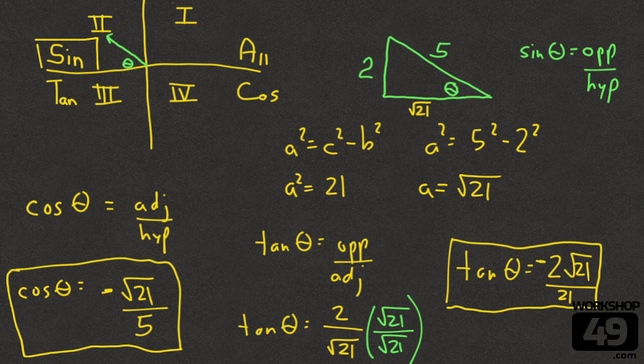If you follow these steps, as long as you're given a trig ratio and the quadrant that it belongs to, you can get the other two trig ratios.